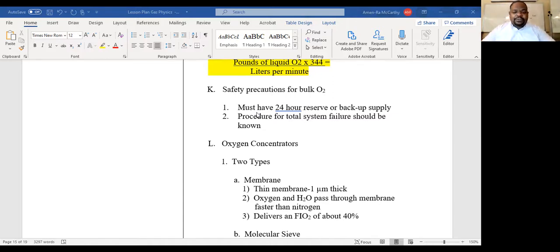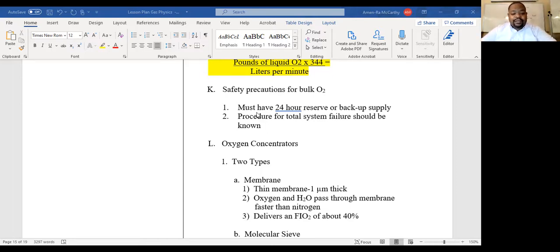Poor management. So if you are not ordering like you're supposed to or doing what you're supposed to, things like this happen. You would never think a hospital would run out of oxygen, but if they don't have a nice, well-developed 24-hour reserve or plan or procedure, then something's going to happen, right? That's going to be a problem.